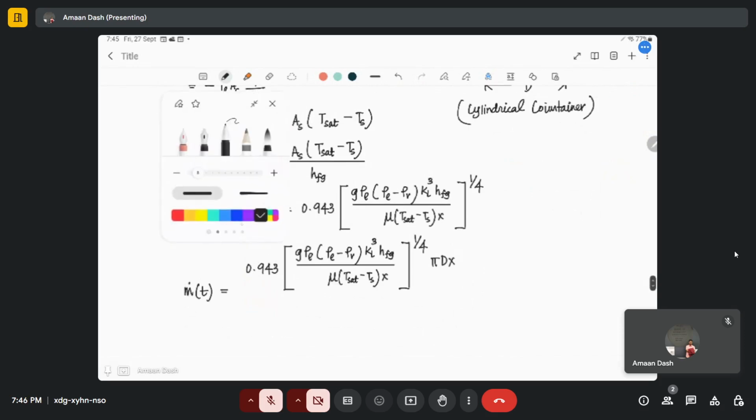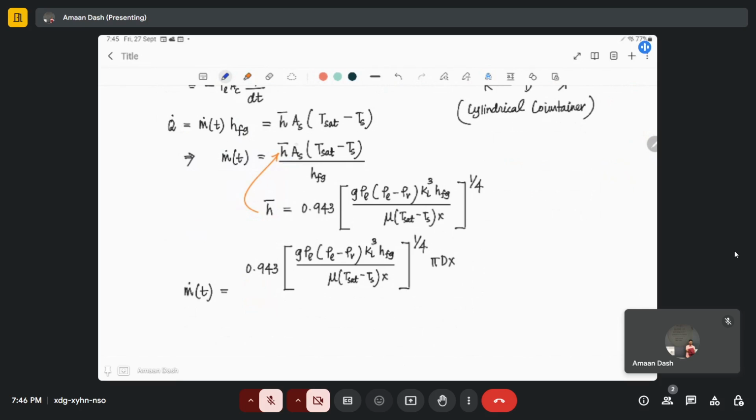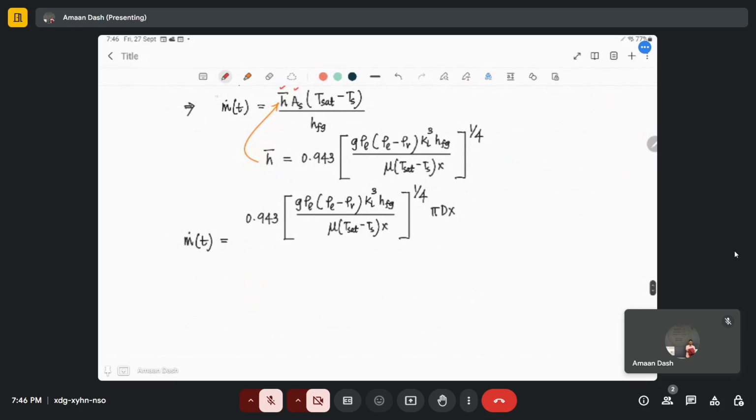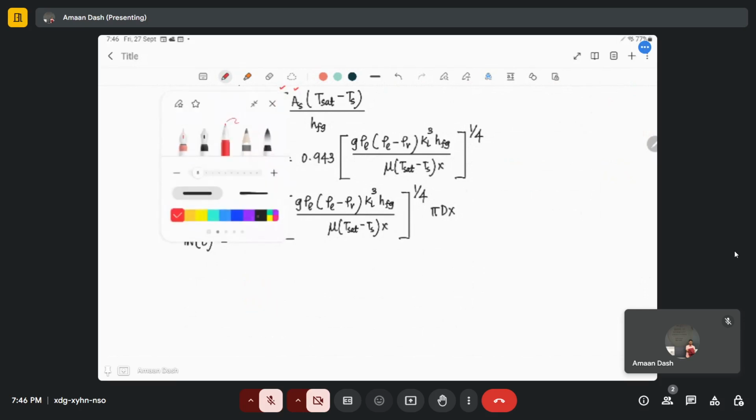So this we have substituted. This, let me do with red. So this we have done. This also we have done, pi d x. And then we have T_s minus T_sat.